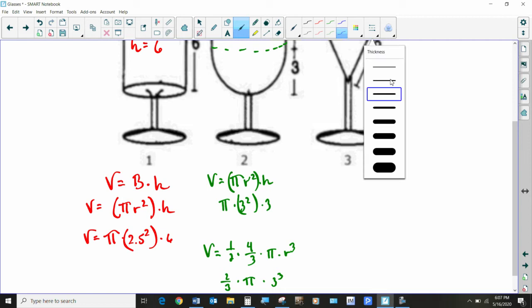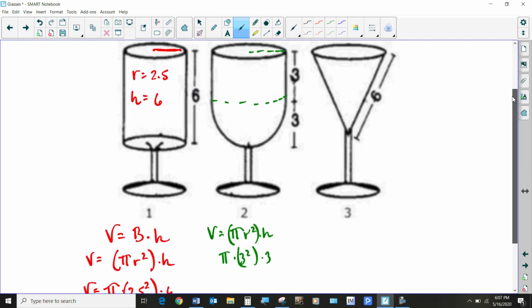Glass 3 is a cone shape. And if you recall, the formula for the volume of a cone is to take 1/3 of the base area times the height, because the base area times the height is going to give you a cylinder type of a volume, but a cone is exactly 1/3 the volume of a cylinder given the same base area and the same height. Okay, so this is the formula for cones.